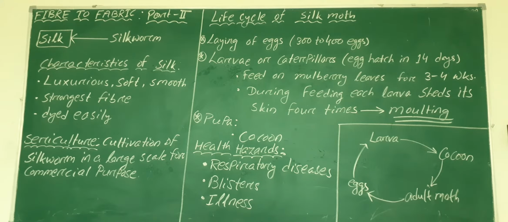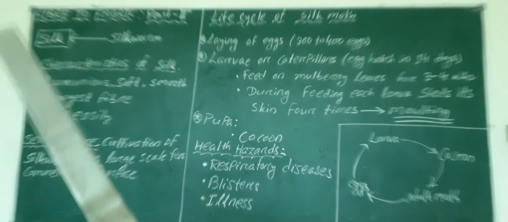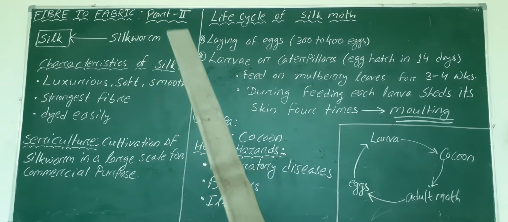In the last class we have already discussed woolens. Now let us discuss silk. Silk is a natural fiber and it is an animal fiber. We are getting it from silkworm.